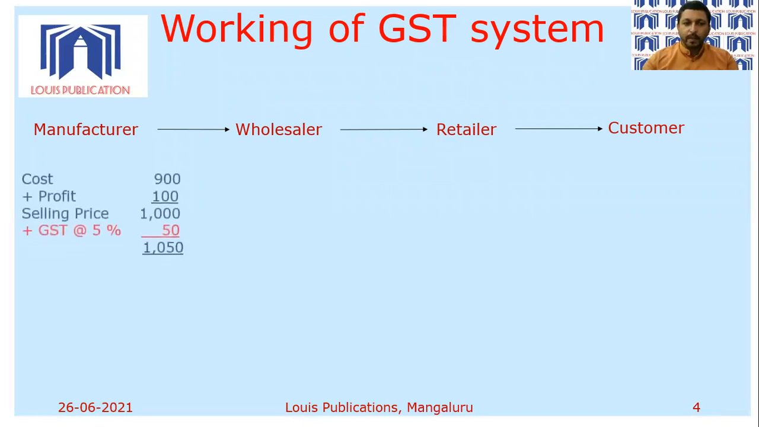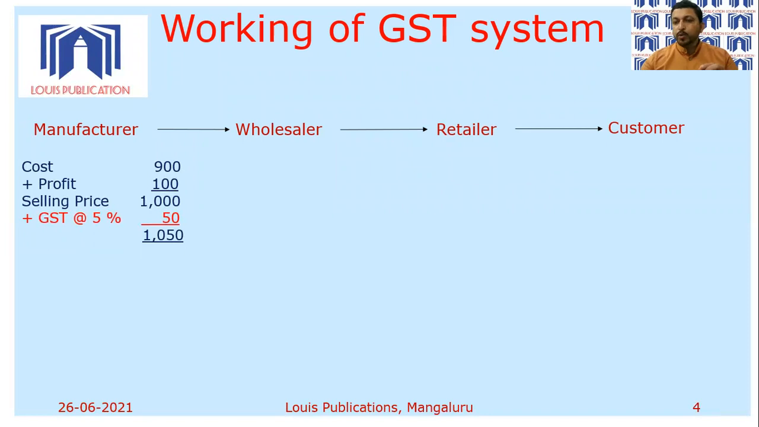Let's understand. I assume cost to the manufacturer is 900 rupees and he is claiming a profit of 100 rupees. So the total selling price of the manufacturer is 1000 rupees. Let's assume the GST rate is 5%. So 5% of 1000 rupees is rupees 50. So the total amount collected from the wholesaler is 1050.